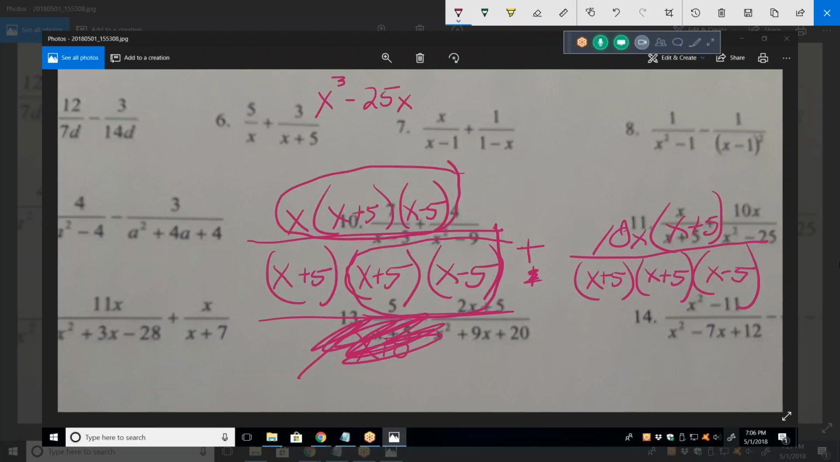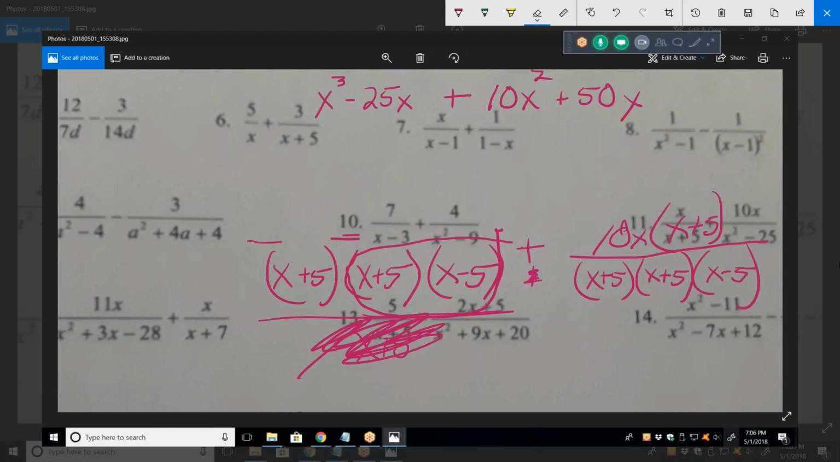And then I'm adding to it 10x squared plus 50x. Combining them all, I'm going to write it right here so I don't have to rewrite that long common denominator. I've got x cubed plus 10x squared plus 25x. That's what that turns into. Okay. Now, I'm still not done. Because notice what I can do here. I can factor out an x.